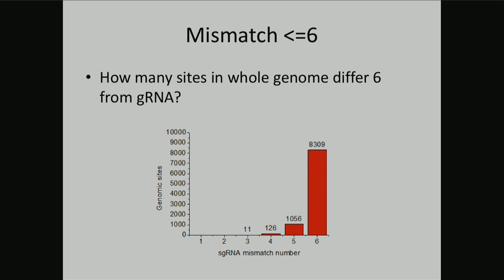And we are looking for sites that show some similarity to the guide RNA. We see mismatches like 6. That's pretty much where most people think it's possible to have off-target. So for 6 mismatches to the guide RNA, we did a computer simulation to see how many sites in the whole genome differ by 6 base pairs from the guide RNA. It's up to 8,000 genomic sites in the whole genome.